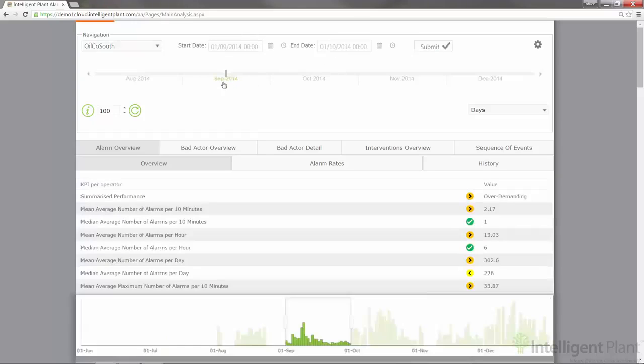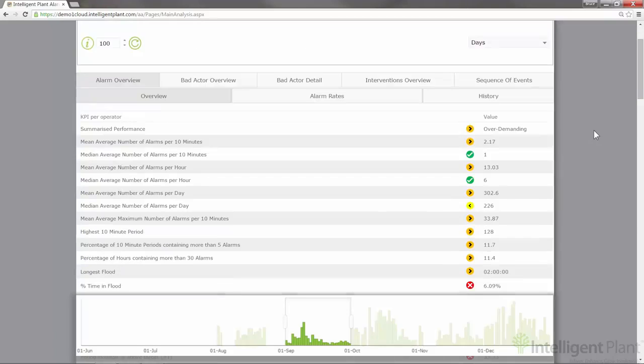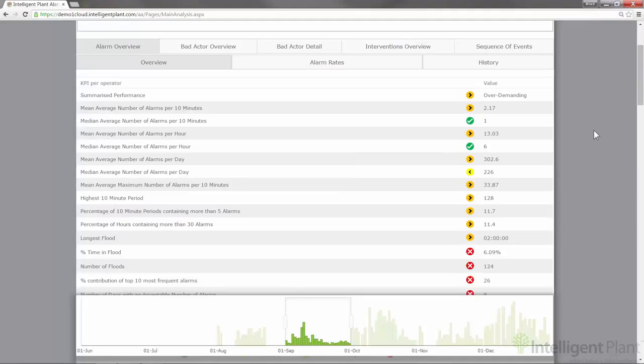So, for the period we have chosen, the KPIs are displayed. In the example shown here, there is every possible KPI, but for an actual site, we would have a small selection of these. Average number of alarms per 10 minutes, per hour, and per day are virtually the same statistic, so typically we would only choose one of them.